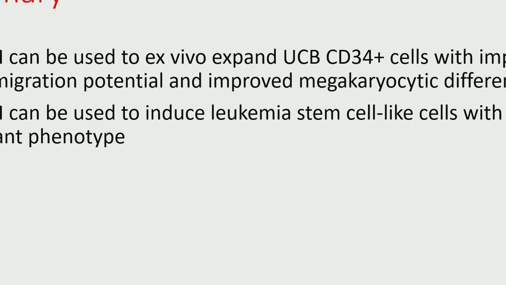So in summary of this part, the matrix can be used ex vivo to expand cord blood CD34 cells. Again, these cells have improved transmigration. They have improved megakaryocytic differentiation. Also, we can use this matrix to induce leukemia stem cells that have a drug-resistant phenotype. And like I showed you in the last few slides, we can use this model to study more of the functions of leukemia stem cells, and hopefully we can have more discoveries, like I showed you earlier about the naked nuclei and how we can induce that through culture in this matrix.